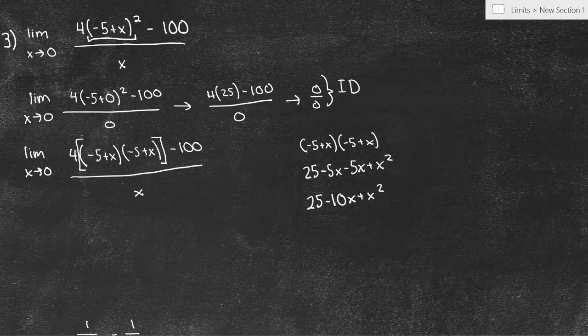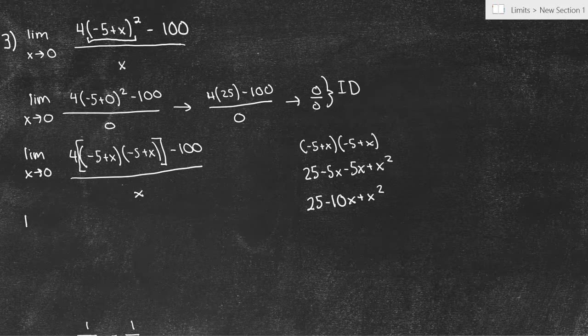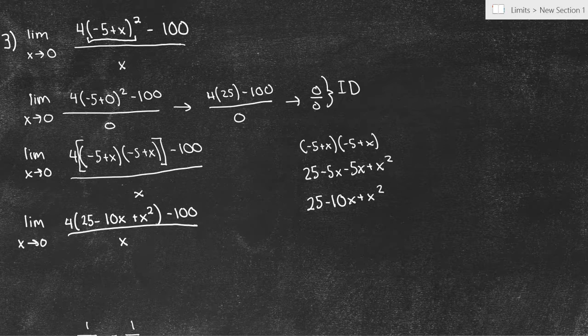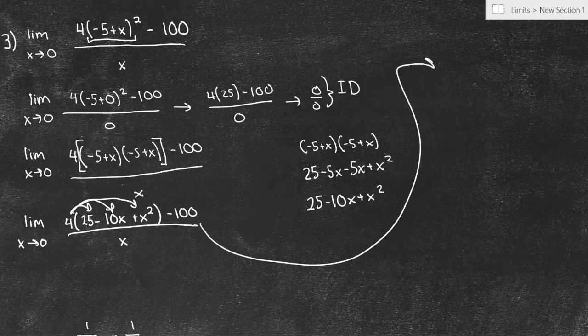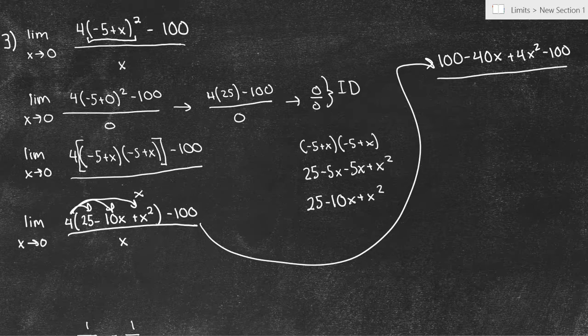So let's plug that back into our function. Limit as x approaches 0, and now we've got 4 times 25 minus 10x plus x squared, minus 100, still all over x. So that doesn't look like it's helped much yet. But what we haven't done is, after we've expanded these parentheses, let's try to distribute this out and see if that helps. So distributing out that 4, we're going to be left with 100 minus 40x plus 4x squared minus 100. Still all over x.